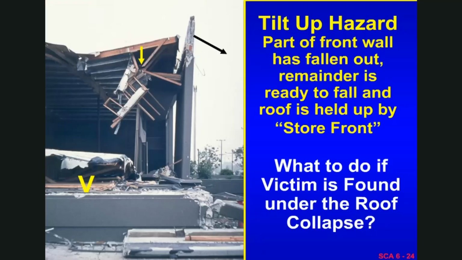Here's an example of what to do in a collapse in a tilt-up building. In this case, the wall is completely disconnected from the roof, but the wall has not fallen. The roof is being supported by the aluminum storefront, certainly not designed to do that, but it's holding it up. And let's say there's a victim where we've got a little V. One would have to make some judgments about what to do with the structure in the way of mitigation to be able to remove the victim.